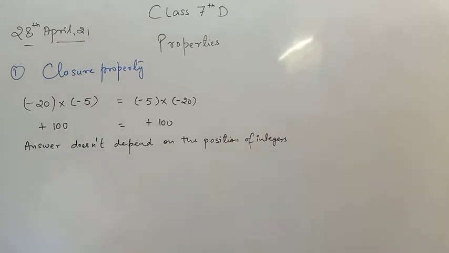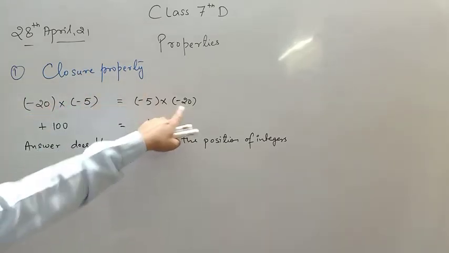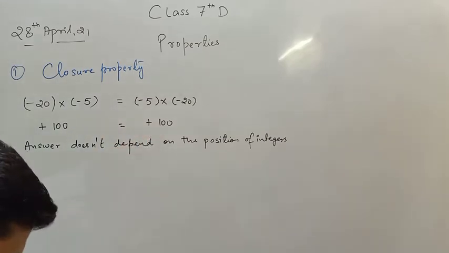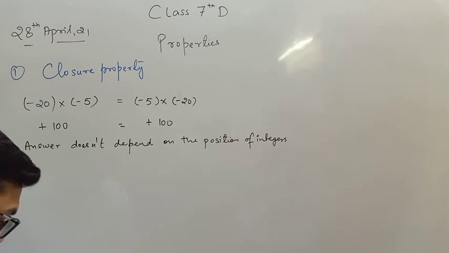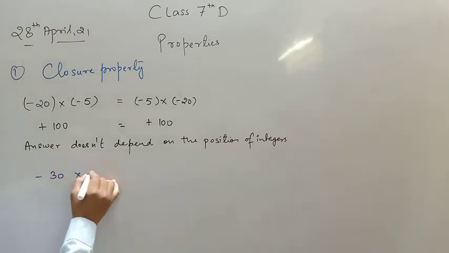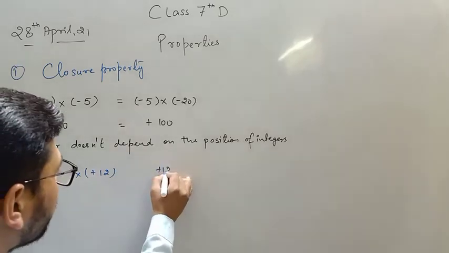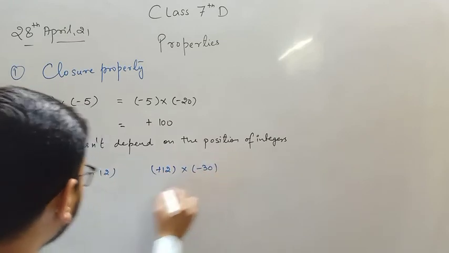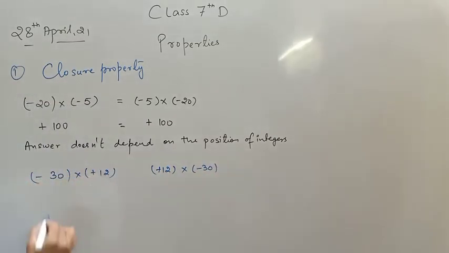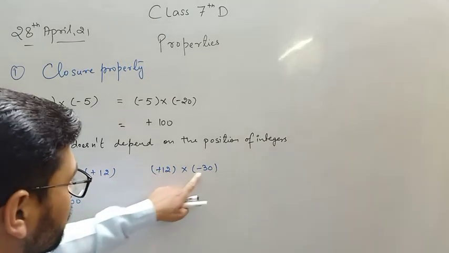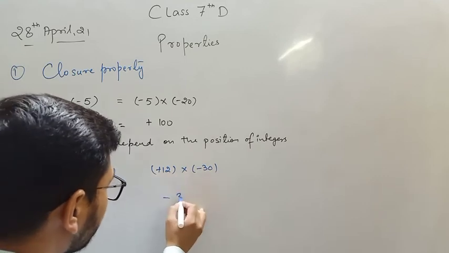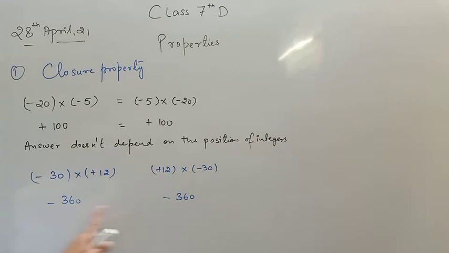You can say answer, you can say result, you can say value. ओके, सो क्लोजर प्रॉपर्टी आई थिंक क्लियर हो गई होगी आपको. मैंने 20 को बेटा पहले लिखा या बाद में लिखा, बट द रिजल्ट इज सेम. Similarly, you can take another example which is given in your book. Let's say the other example is -30 multiplied with plus 12. Will I get the same result when I write positive 12 first and then I write -30? So minus plus minus, 12 3s are 36, so 360 I'll get in this, and plus minus minus, 12 3s are 36 and 0, so -360, -360.